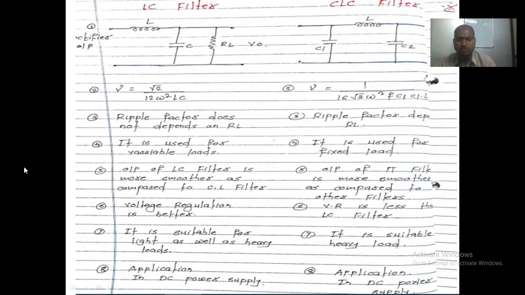Now, the ripple factor does not depend on RL. Ripple means the unwanted component coming with the output. In the case of the LC type of filter, it does not depend on RL, which means that if the value of RL changes, the ripple performance does not change. The ripple factor value does not change with respect to whatever RL component is connected.